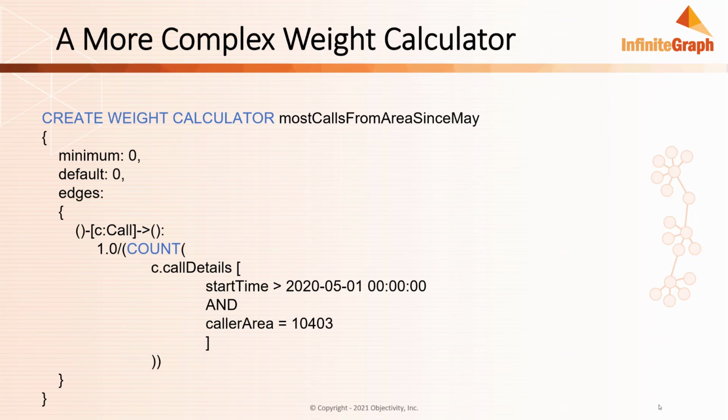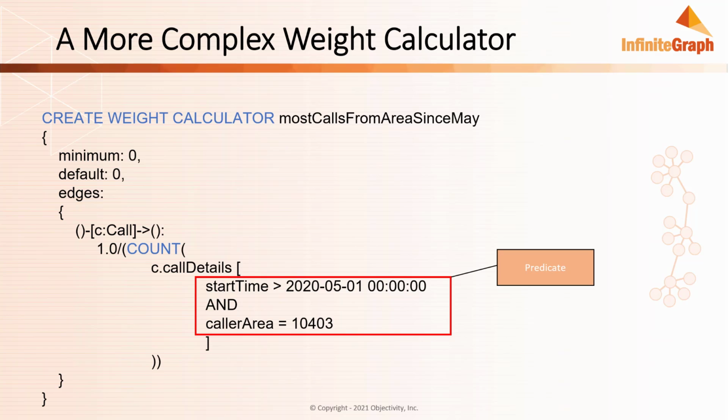And we can do more. The DO query language allows us to qualify which call detail entities we wish to include in our search space by simply adding a predicate. Here, our edge weight is based on the count of all call detail entities that have a start time after a specified date and time and a caller area equal to a specified value.